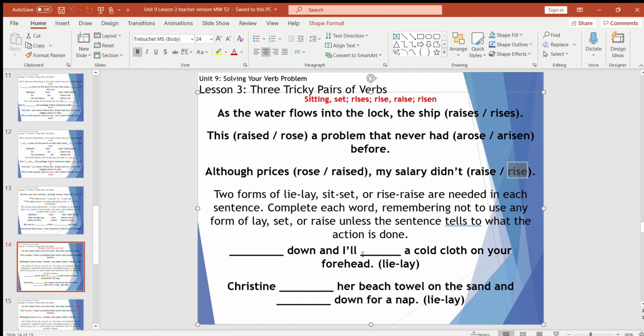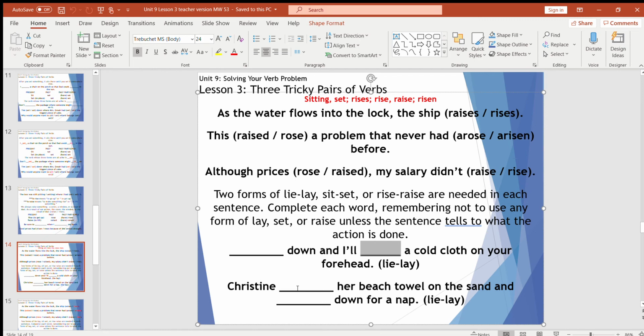So the first one is lie and lay. Blank down and I'll blank a cold cloth on your forehead. So which one means like you're resting down? Lie. So lie down and I'll put a cold cloth on your forehead, right? Because it's going to be the direct object with cloth. So you lay a cold cloth on your forehead. Same thing with lay and lie.